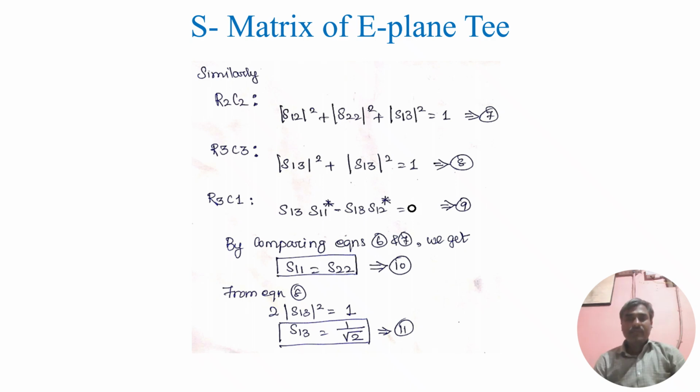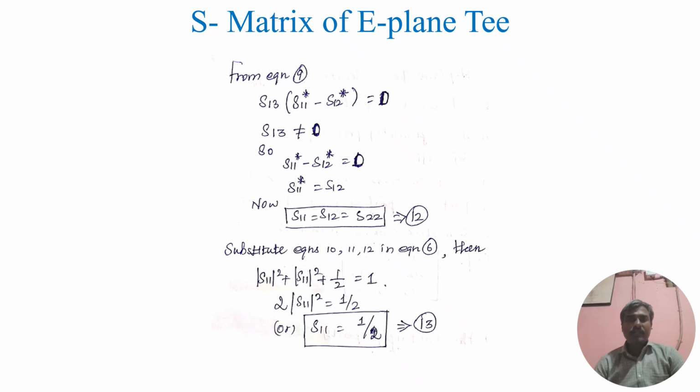Then by comparing equations 6 and 7, we can get S11 equal to S22, which is shown in equation number 10. From equation number 8, we can get 2 into S13 square equal to 1. From that, S13 equal to 1 by root 2. From equation number 9, we can write S13 into S11 star minus S12 star equal to 0. From that, since S13 is not equal to 0, S11 star minus S12 star is equal to 0.